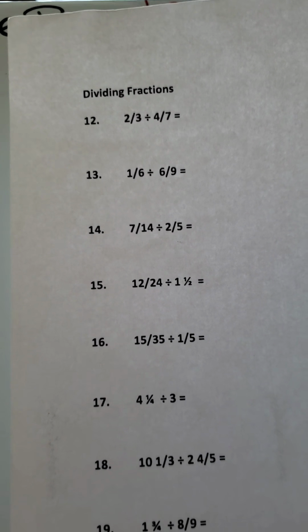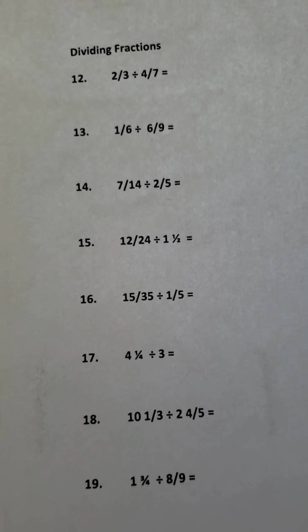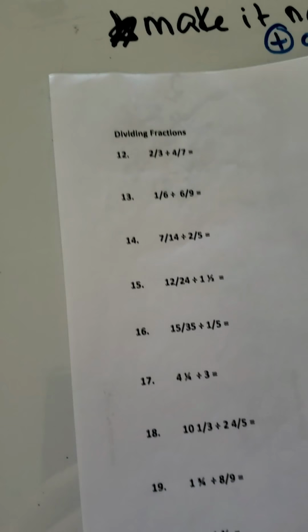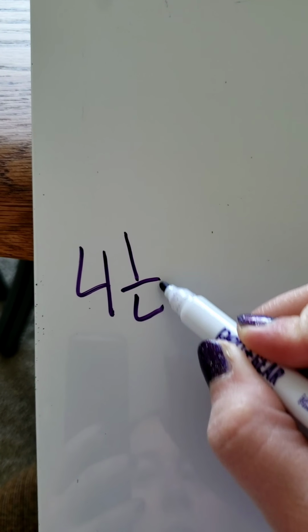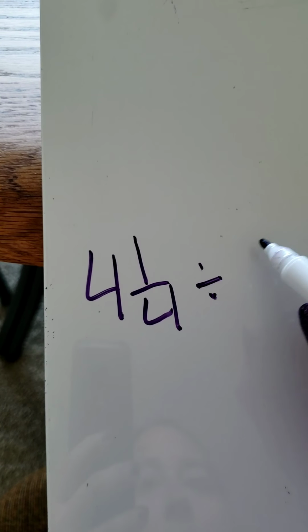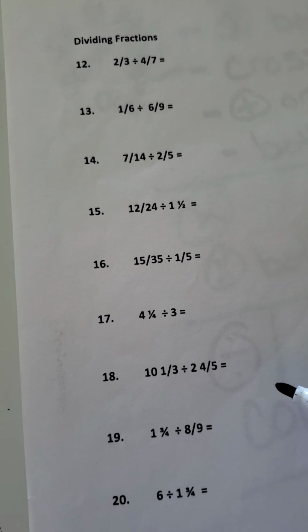The last one I wanted to go over is number 17. Number 17 has mixed numbers and a whole number by itself. So let's go ahead and write this down. I have 4 1/4 divided by 3. Number 17, 4 1/4 divided by 3.